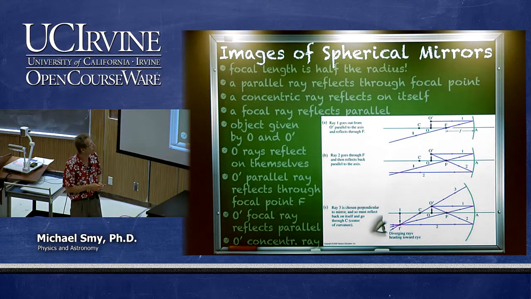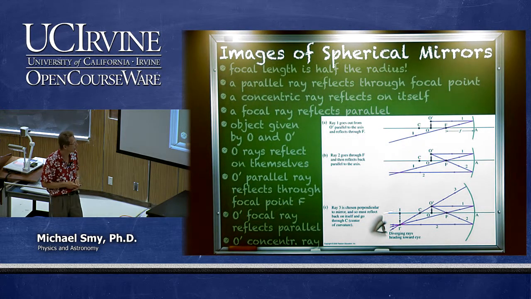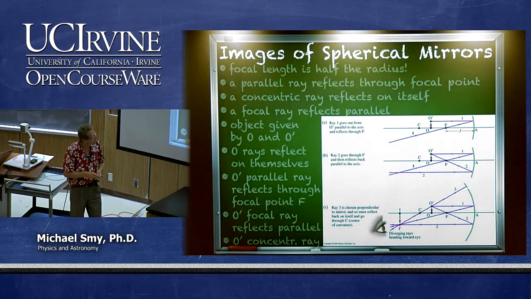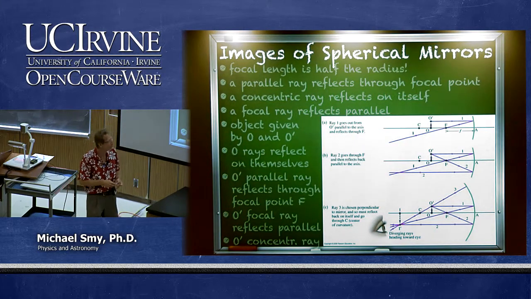That's the idea of focal point. The second type of ray is, instead of making a parallel ray, we make a ray that goes from the object through the focal point, and that becomes a parallel ray. So this is ray number 2. And then finally, if a ray goes in the direction of the center of the sphere and the object, then this gets reflected on itself.